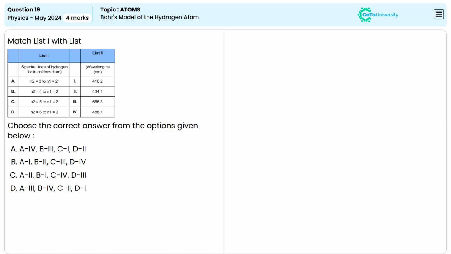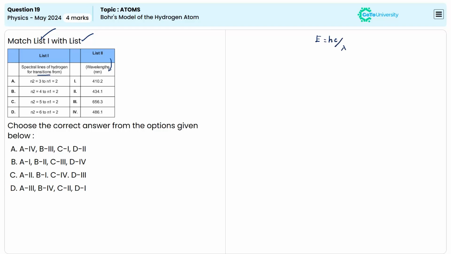We find the correct answer by matching list 1 and list 2. In list 1, there is a detail about the transition of an atom, whereas in list 2, there is a detail about the corresponding wavelength during a transition. So we can use the energy difference to find the wavelength for each transition by using the formula E is equal to hc divided by lambda.